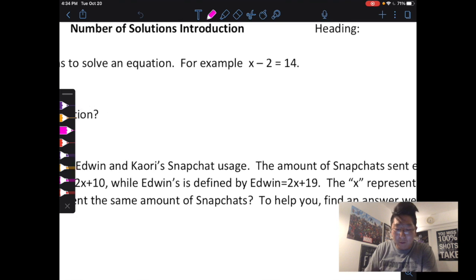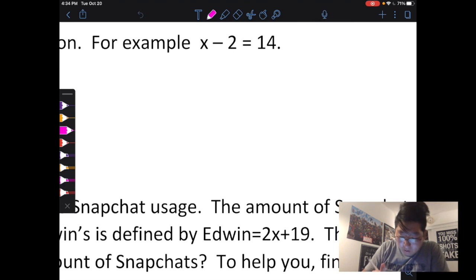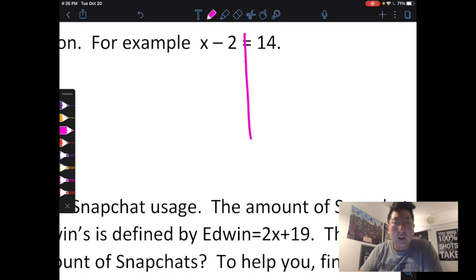So, what does it mean? For example, if we have x minus 2 equals 14, what does it mean to solve an equation? Well, here we have an equation with an equal sign, and our job is to find the value of x. So to solve an equation, we're trying to find the value of x that will make this sentence true. So here's our math sentence: x minus 2 equals 14.